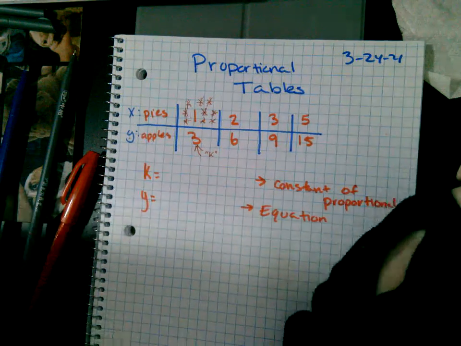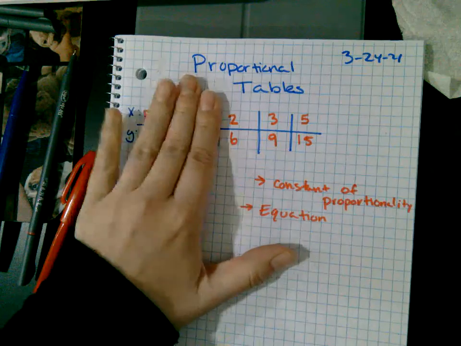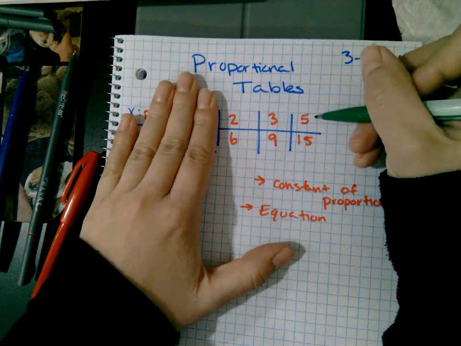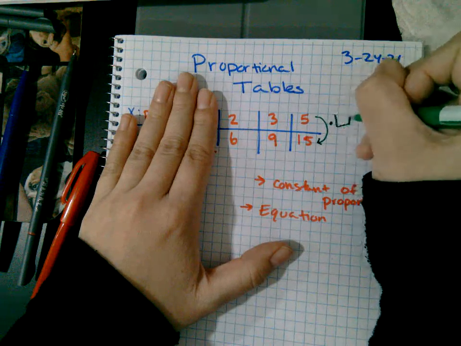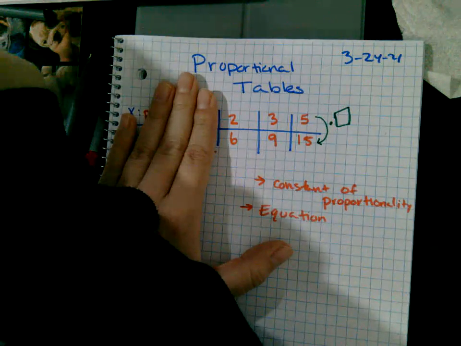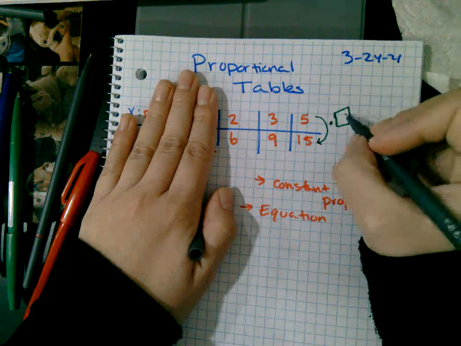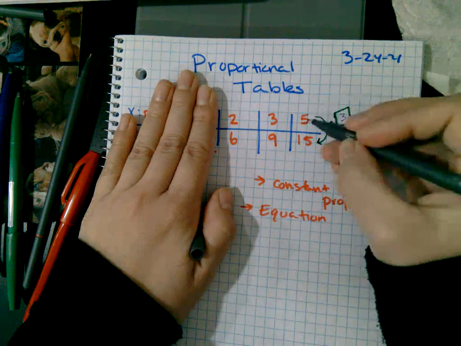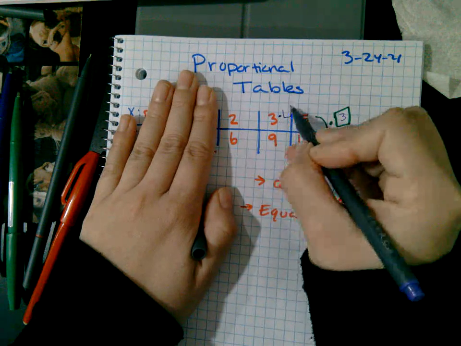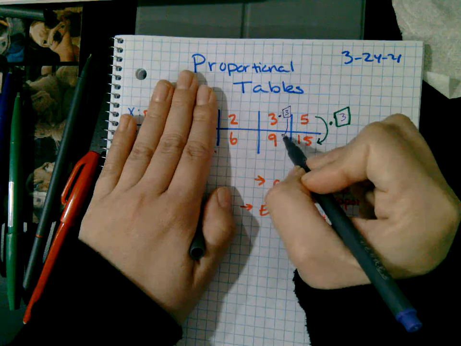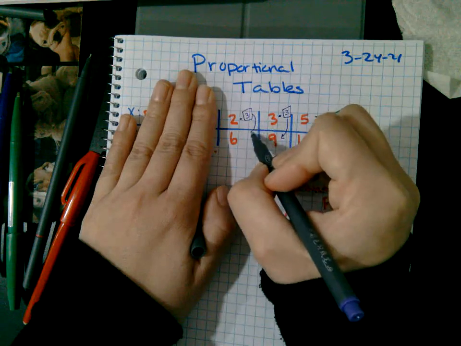If you don't have a 1, let's pretend we don't have this. Boo. What you're going to do is go from your X to your Y and ask yourself, what number did we multiply by? How do we go from 5 to 15? What did we multiply by? 3. 5 times 3, 15. Let's check another one. 3 times 3, does that give me 9? Yep.